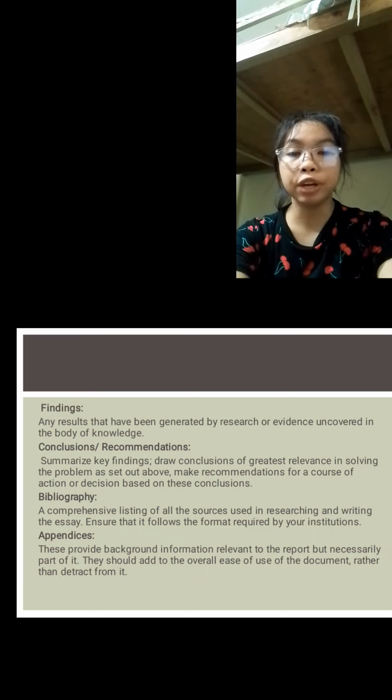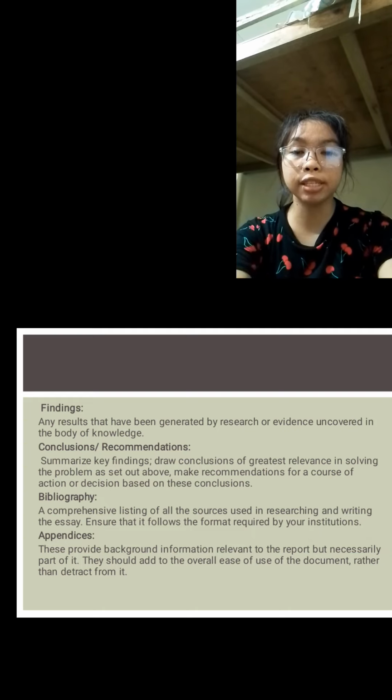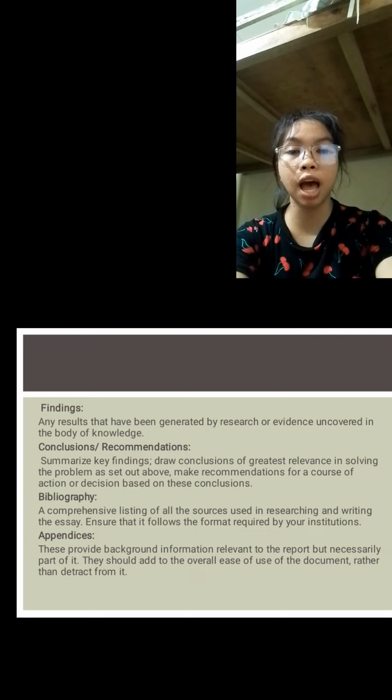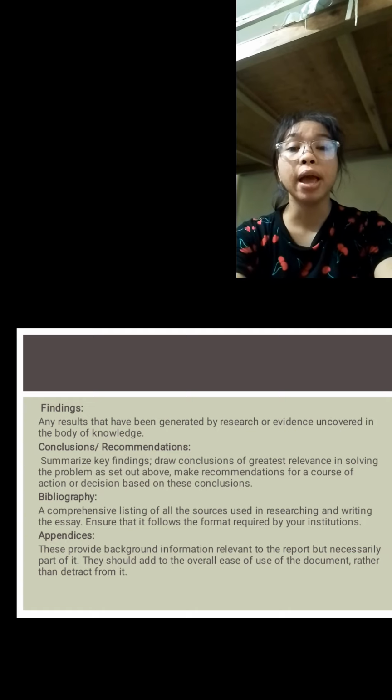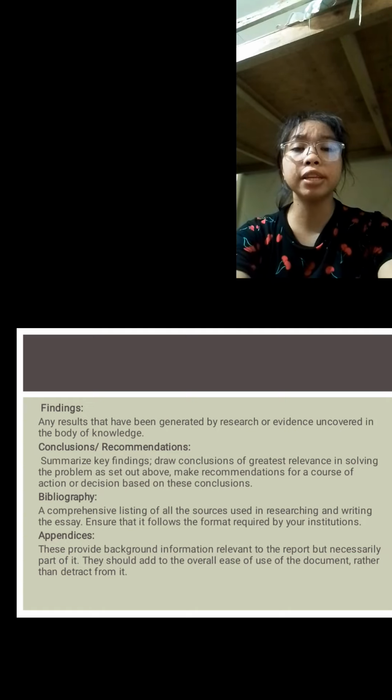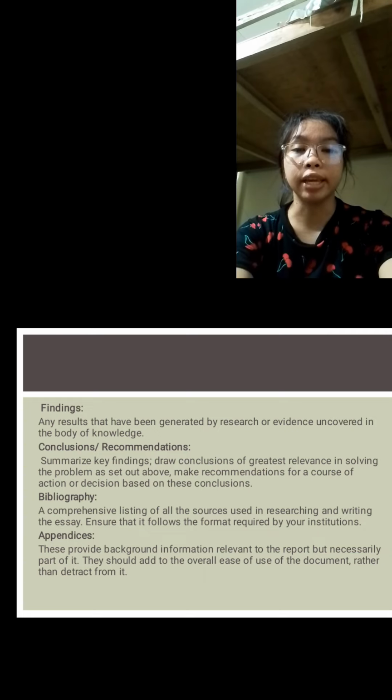Conclusions or recommendations. These are to summarize key findings, draw a conclusion of greatest relevance in solving the problem as set out above, and make a recommendation for a course of action or decision based on this conclusion. Bibliography, a comprehensive listing of all the sources used in researching and writing the essay.